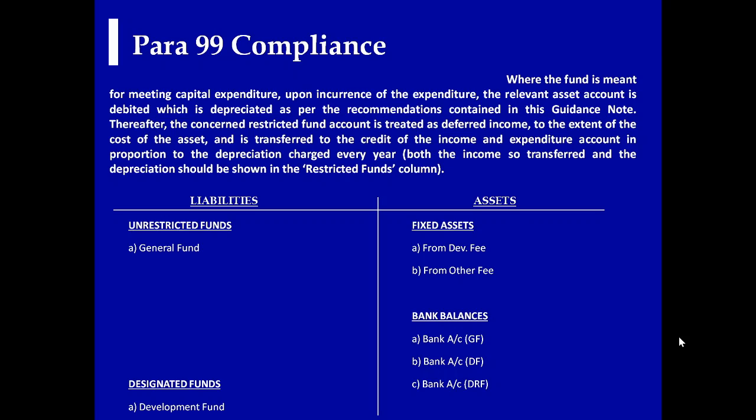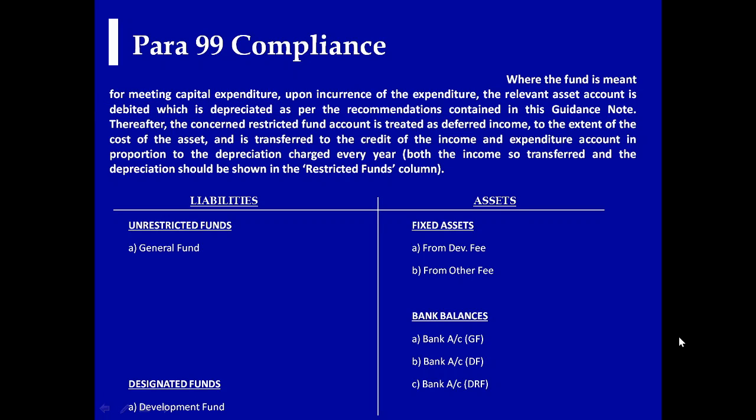So let's start with this. So para 99 starts with where the fund is meant for meeting capital expenditure. So this is basically the development fund that it talks about, that wherever the fund is. So development fund, as you know, is meant for meeting the capital expenditure for furniture, fixtures and equipments. So this is talking about that.